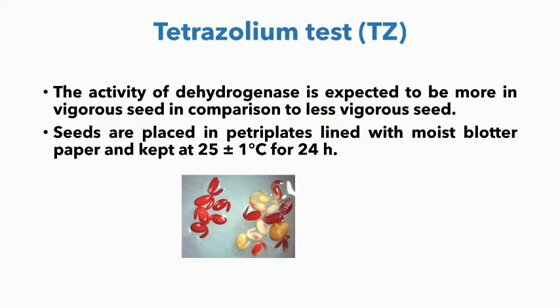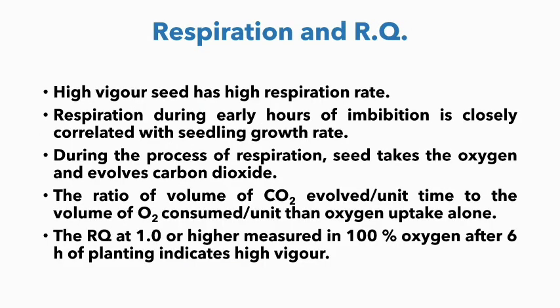Tetrazolium test. The activity of dehydrogenase is expected to be more in vigorous seeds in comparison to less vigorous seeds. Seeds are placed in Petri plates lined with moist blotter paper and kept at 25 plus or minus 1 degree Celsius for 24 hours.